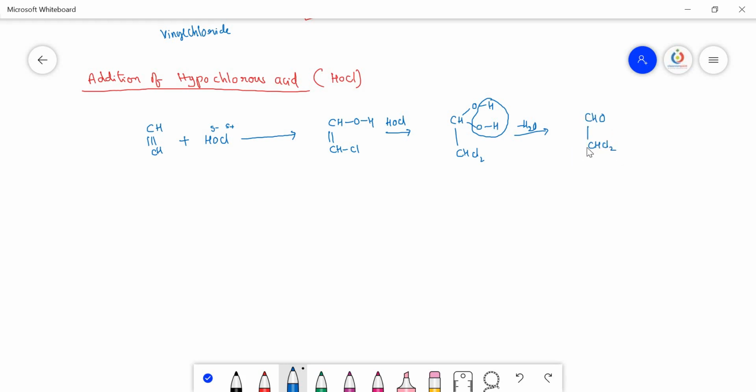So it is called 2,2-dichloroethanal, meaning here the aldehyde group will get the first position, and this is the second one. So 2,2-dichloroethanal or dichloroacetaldehyde. Now let's take the propyne.